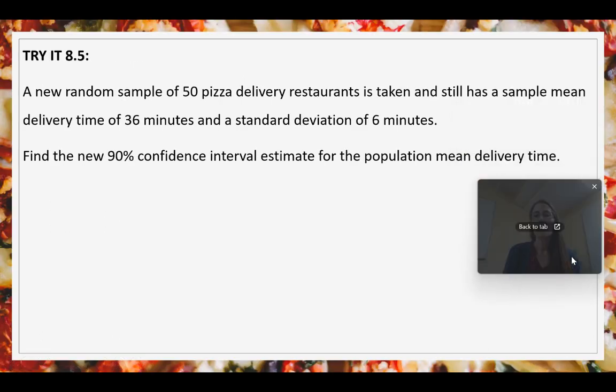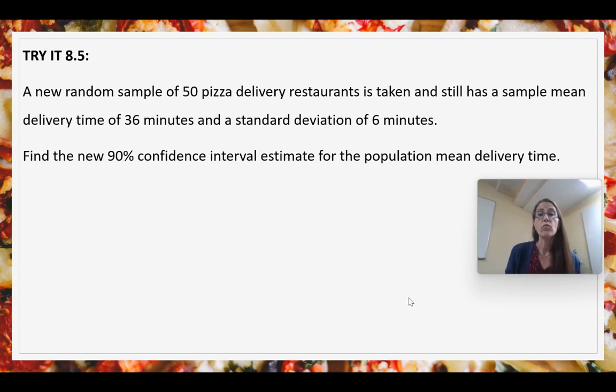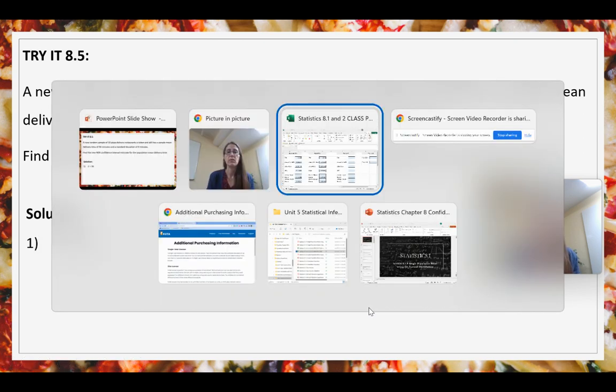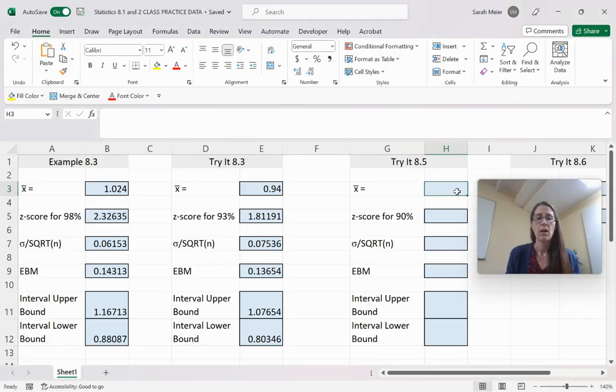So another example, try it 8.5. A new random sample of 50 pizza delivery restaurants is taken and has a sample mean delivery time of 36 minutes and a standard deviation of 6 minutes. We're going to find the new 90% confidence interval estimate for the population mean delivery time. So X bar is 36. So over in Excel, X bar is 36.